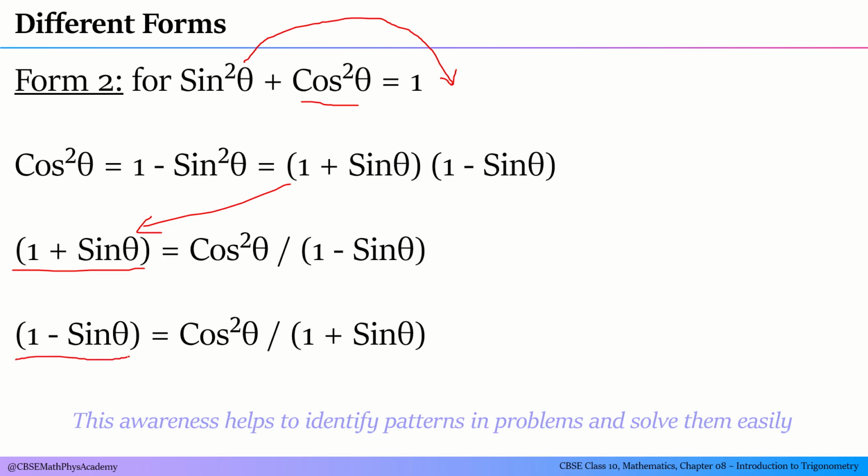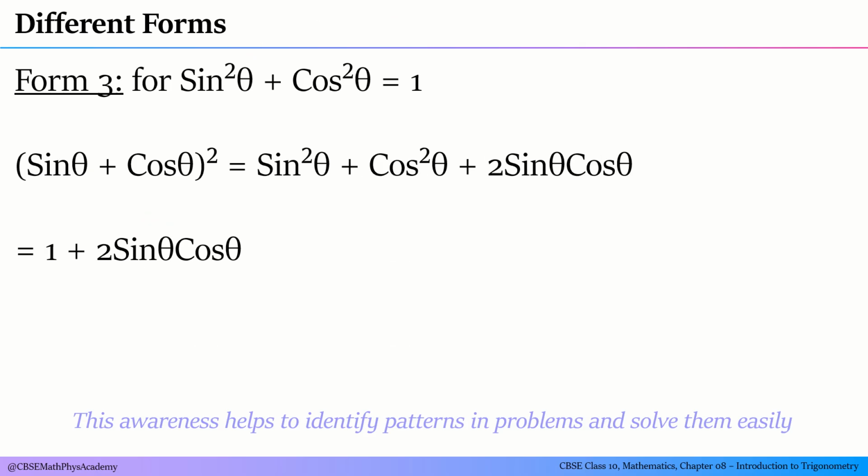Same way, 1 minus sine theta also you can write on one side, push this 1 plus sine theta to the other side and the equation becomes cos square theta divided by 1 plus sin theta. So whenever in the problem you see 1 plus sin theta or 1 minus sin theta, you should be able to identify the pattern and relate it to sin square plus cos square is equal to 1.